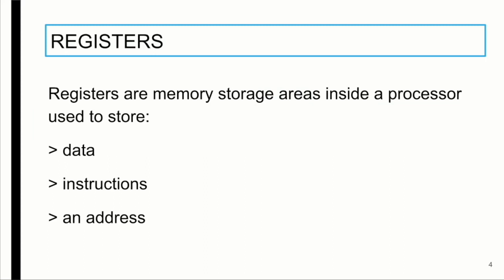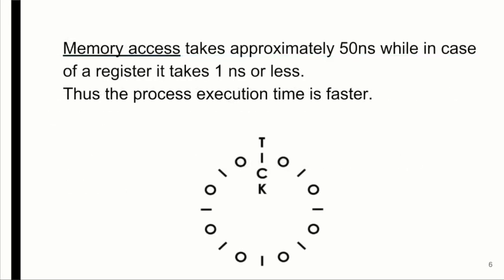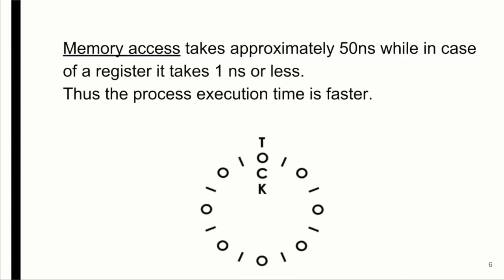Registers are memory storage areas inside a processor used to store data or instruction or an address. This data can be stored in a register or in a memory location, but the difference comes in the access time. Registers are very fast since they are closer to the processor. Memory access takes approximately 50 nanoseconds, while in case of a register, it takes 1 nanosecond or less. Thus, the process execution time is faster.